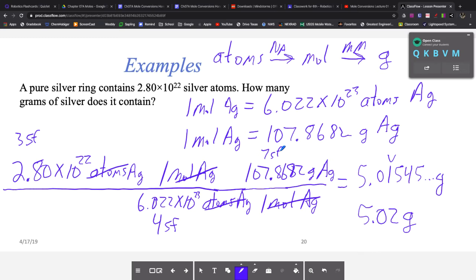Count over 3 places, starting with the first non-zero number. So we count over 1, 2, 3, and then that's going to be our last significant figure. We look at the next number to see whether we round up or round down. The next number is a 5, so that 1 rounds up to a 2. So we get 5.02 grams of silver.